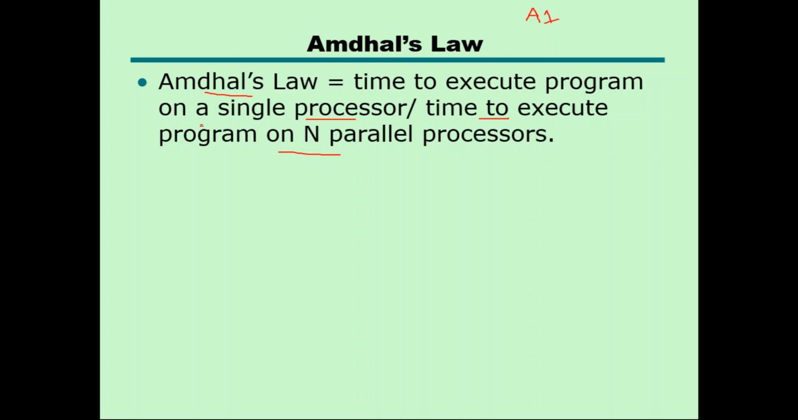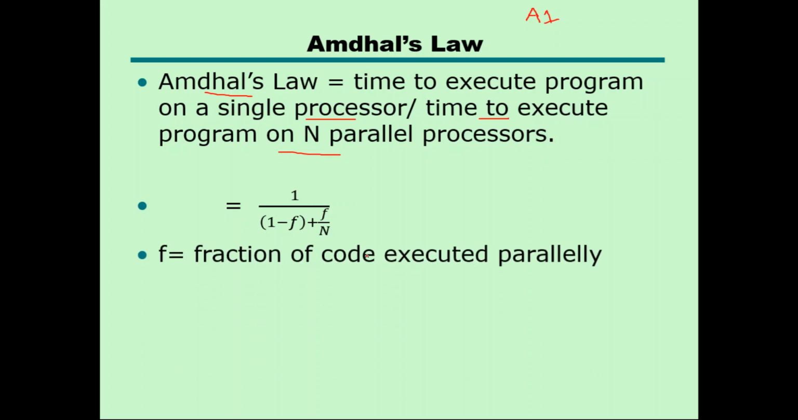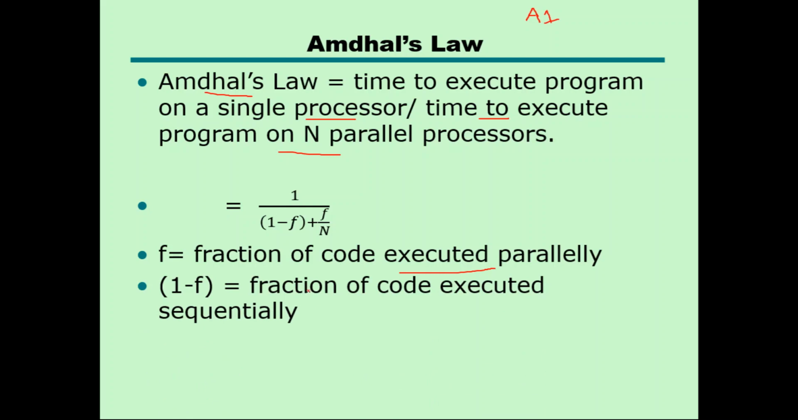So that is what is called Amdahl's law, and it can be represented like this: Amdahl's law is equal to 1 by (1 minus f plus f by n). What is f? f is the fraction of code that can be executed in parallel, and 1 minus f represents the fraction of code that should be executed serially. And n represents the number of cores. How many cores the computer has, that is n.